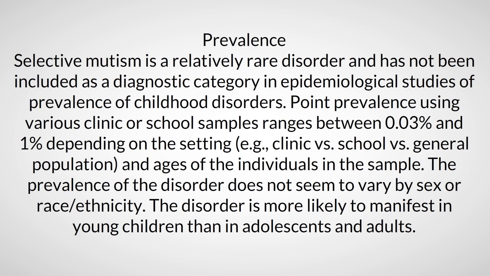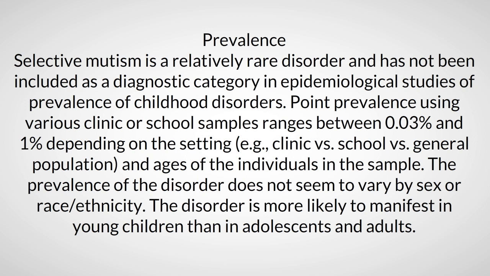Point prevalence using various clinic or school samples ranges between 0.03% and 1% depending on the setting, for example, clinic versus school versus general population, and ages of the individuals in the sample. The prevalence of the disorder does not seem to vary by sex or race/ethnicity. The disorder is more likely to manifest in young children than in adolescents and adults.